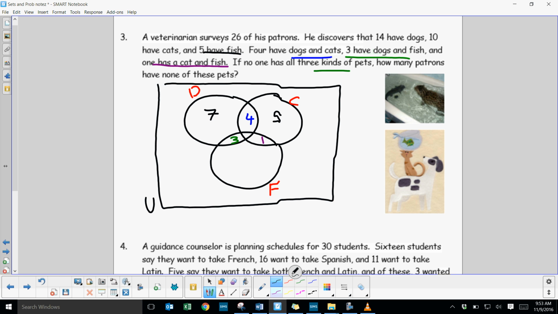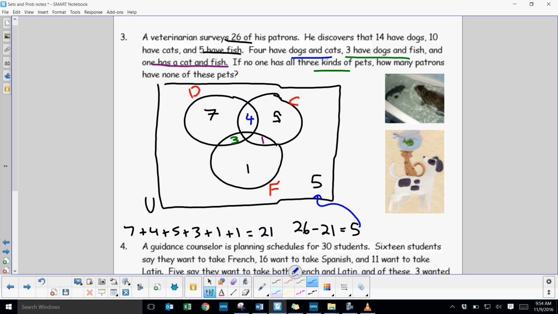So it's hard to sort of keep track of it all. Sometimes you have to keep reading over the paragraph. 5 have fish. In the fish circle, there's already a 3 and a 1. So there's got to be 1 out here that have fish. And there's 26 patrons in total. So if you add all of these numbers up, maybe you want to do it on the bottom somewhere. 7 plus 4 plus 5 plus 3 plus 1 plus 1. See, 7 plus 4 is 11, 11 plus 5 is 16, 16 plus 3 is 19, plus another 1 and a 1 gives you 21. So the amount that are on the outside must be the total. 26 minus 21 equals 5. So we have 5 outside here.